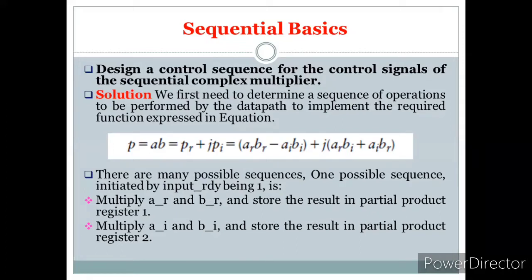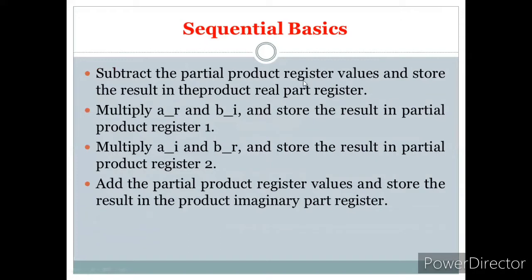So one possible sequence initiated by the input ready being one is, you have to multiply AR and BR, A underscore BR. So we have given the notation there, and store the result in the partial product register 1. Okay, then multiply the imaginary part there, AIBI, and store the result in the partial product. After getting two products, we have to subtract it. So subtract the partial product result. The result is stored in the partial product real part register there.